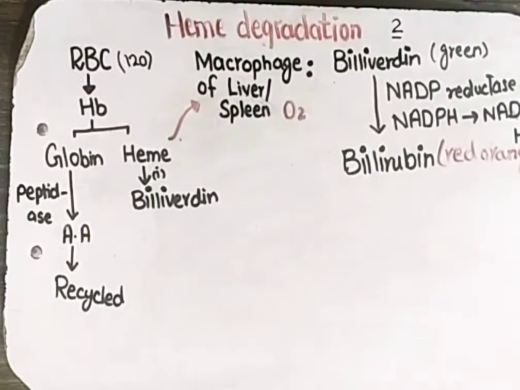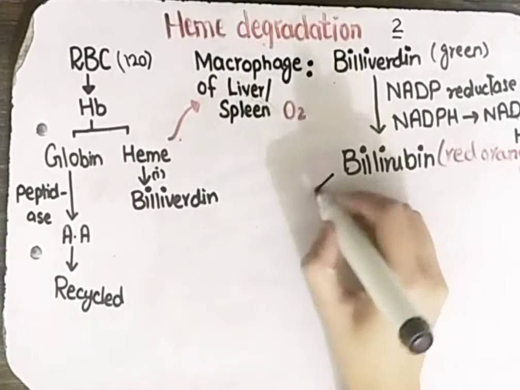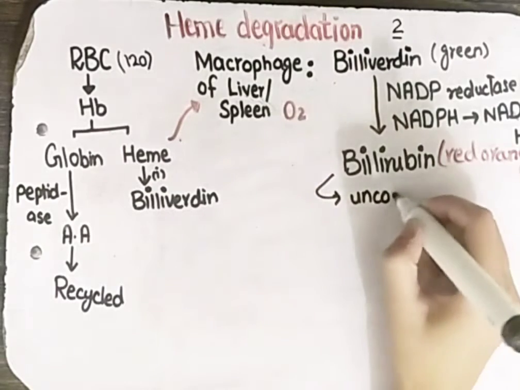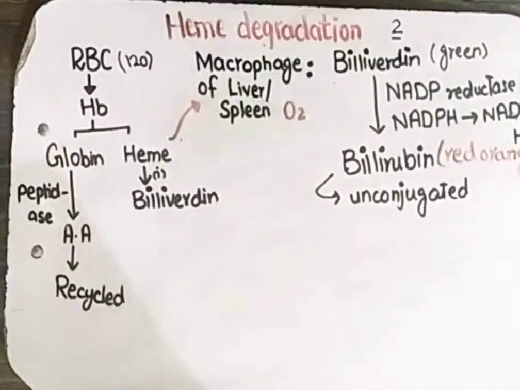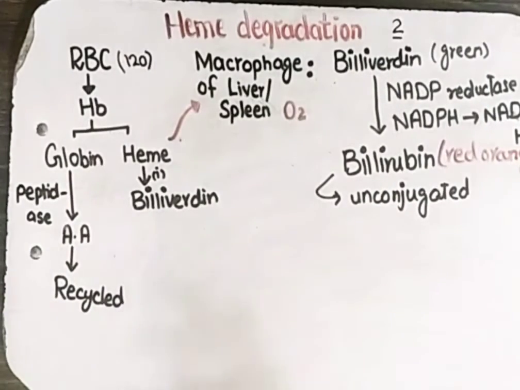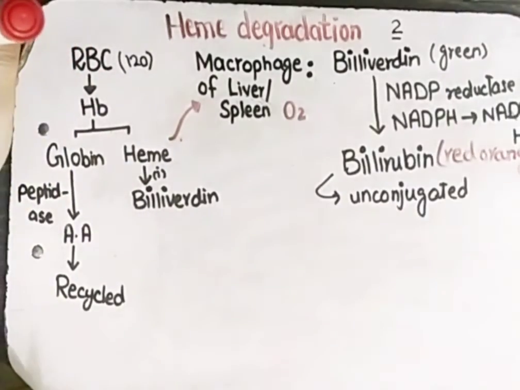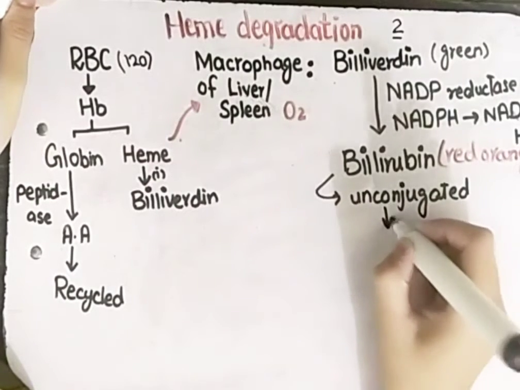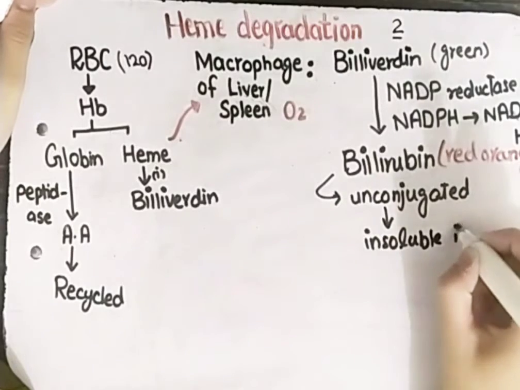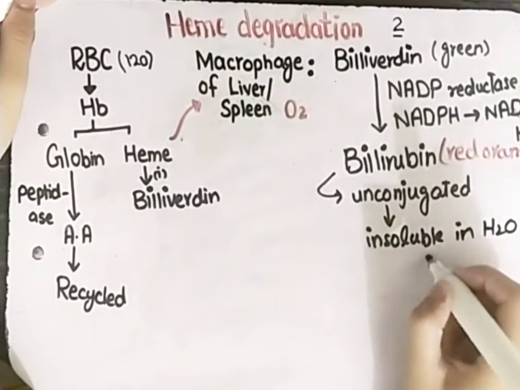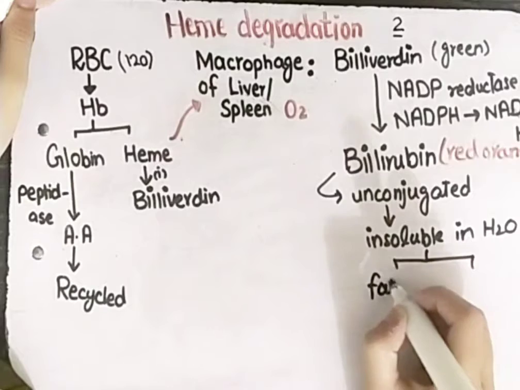Now what is the main point about this bilirubin? This bilirubin is basically unconjugated bilirubin. Unconjugated bilirubin means it has nothing attached to it, no extra molecule attached to it. There is also conjugated bilirubin which will be formed later. For this time, just remember that this is unconjugated bilirubin. Unconjugated bilirubin is insoluble in water. The most important point of the whole lecture: it is insoluble in water, and it is soluble in fats or alcohol.